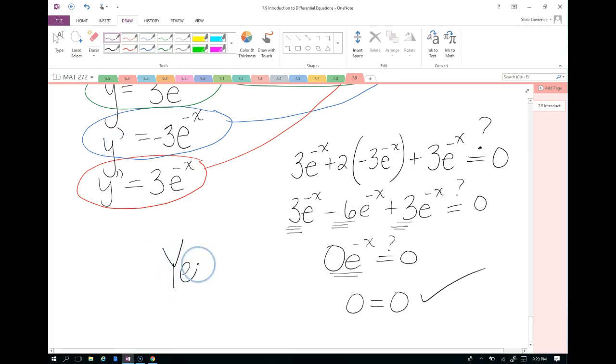So our answer here is yes. When we used that y equation and plugged it back in, we got a true statement from our differential equation, which means it is going to be a solution.